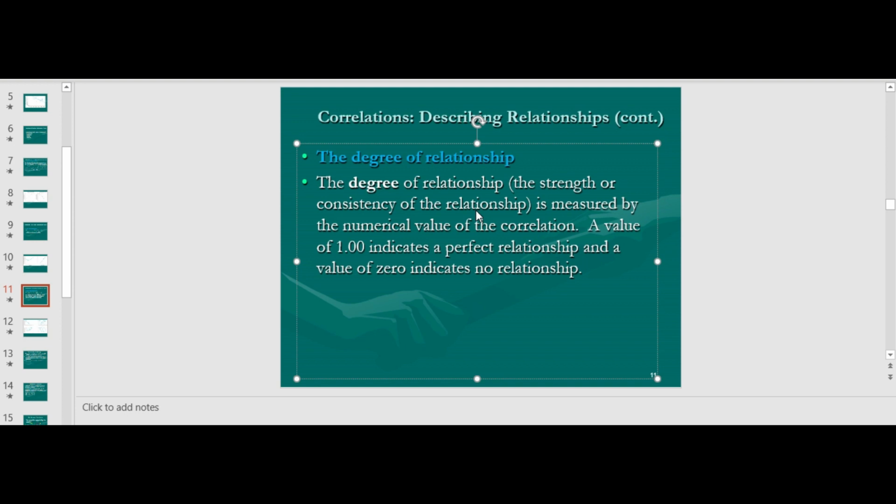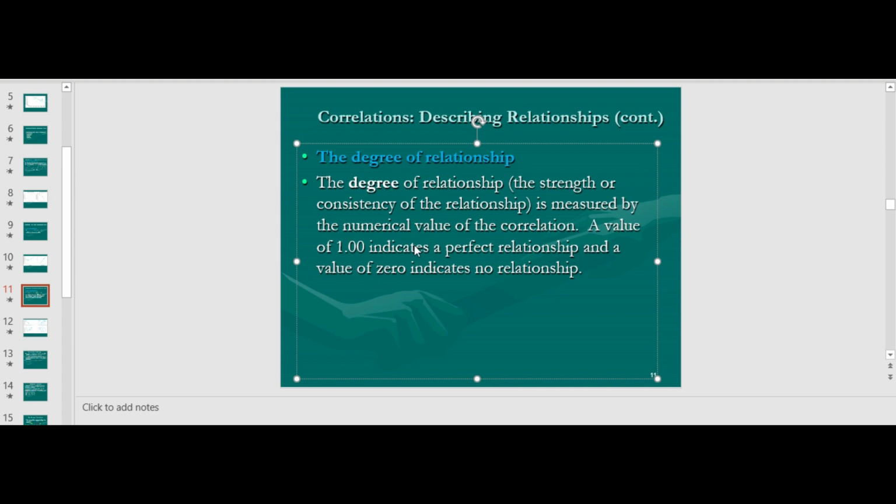However, relationships are usually not perfect. Although there may be a tendency for the value of y to increase whenever x increases, the amount that y changes is not always the same. Occasionally, y decreases when x increases. In this situation, the data points do not fall perfectly on a straight line. Consistency or the strength of the relationship is measured by the numerical value of the correlation.